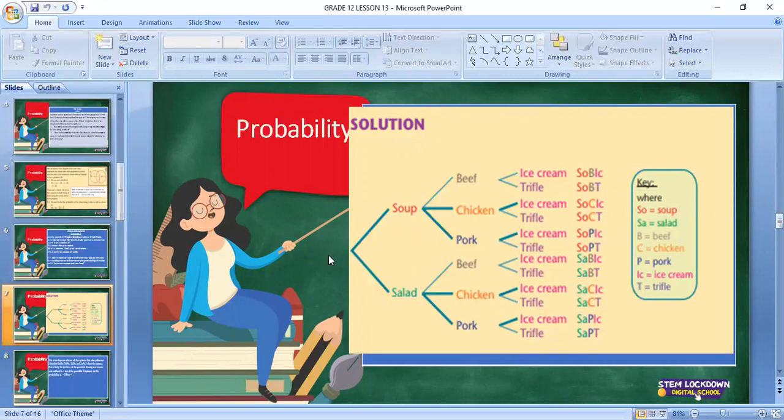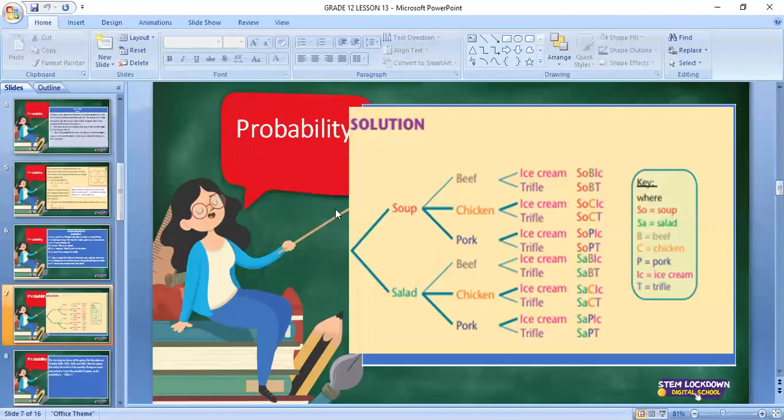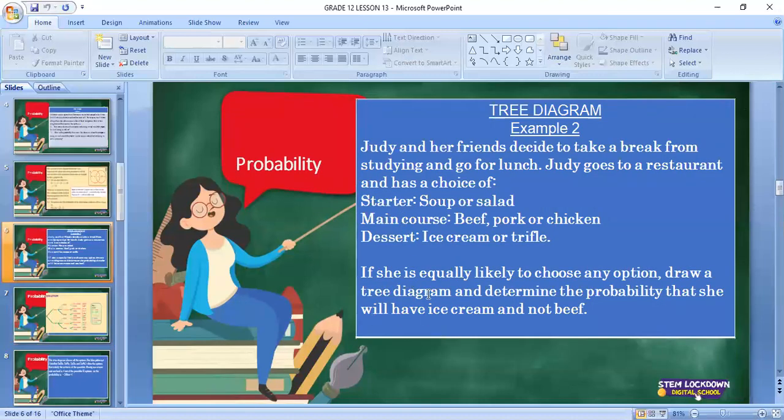Okay. Now, the question to answer: the first part is to draw a tree diagram, which we did. Now, if she is equally likely to choose any of the options, determine the probability that she will have an ice cream and not beef.